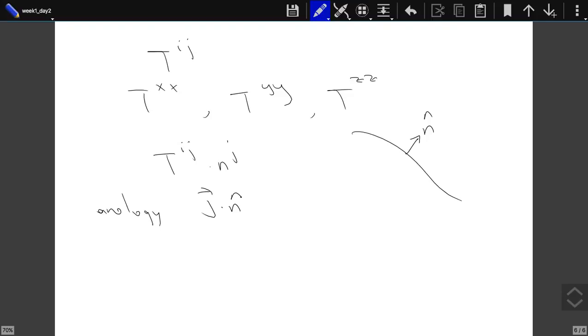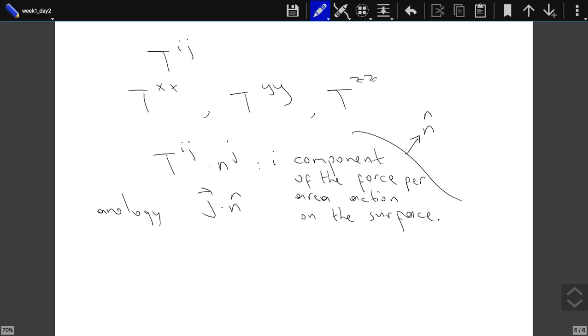So this is the force acting on my surface. It's the I component of the force acting on my surface. Force per area. It's the force, because basically this is the flow of the I component of momentum per unit time. The momentum per unit time is what we call the force.